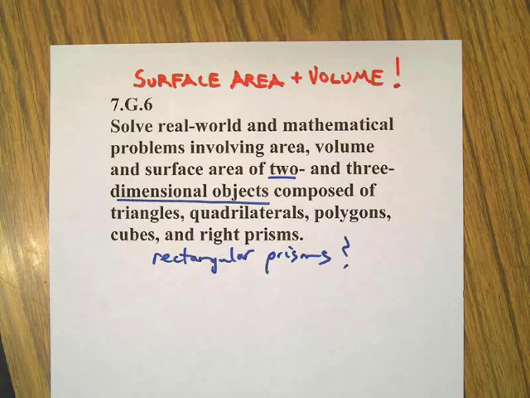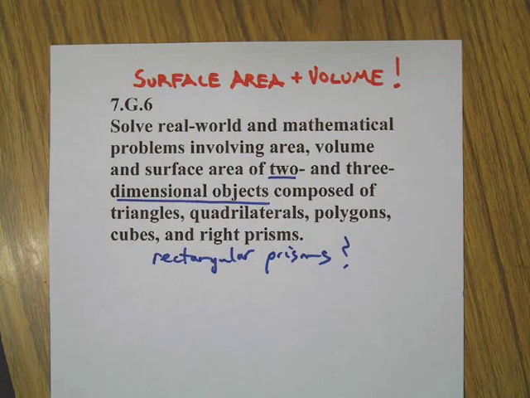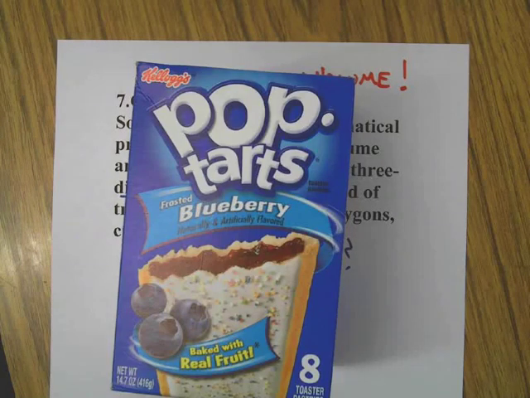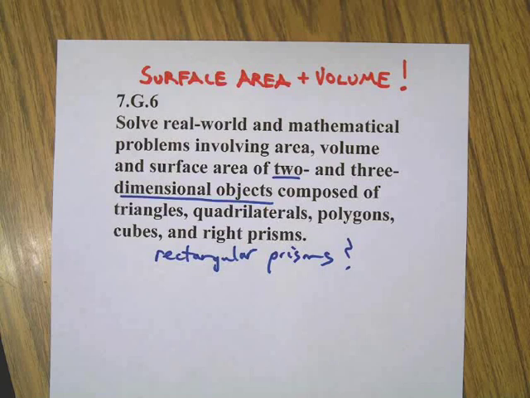We're here today talking about 7th grade math, a geometry standard, and today we're talking about rectangular prisms. What is a rectangular prism, you might ask? See the question mark? You might ask that. A box. Okay, think of a box.